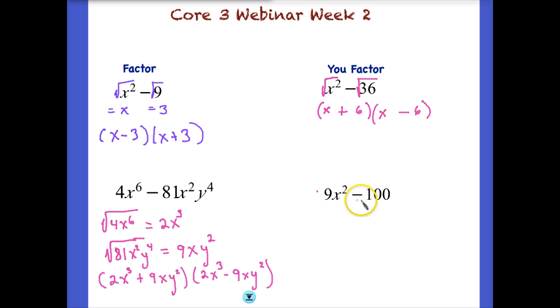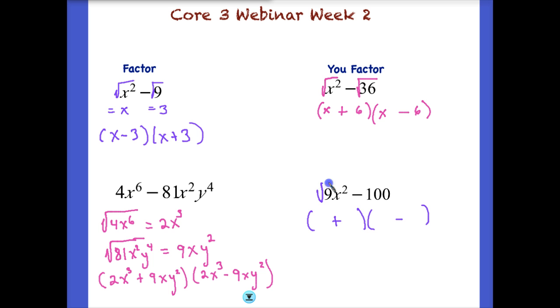If this was 9x squared plus 100, I couldn't do it. But since it's 9x squared minus 100, and both 9x squared and 100 are perfect squares, I can make this work. So I'm going to have a sum and difference. So I'm going to make my two parentheses with my sum and my difference.